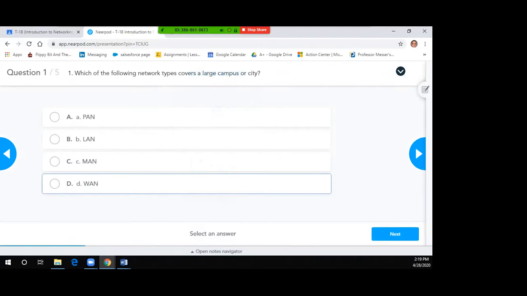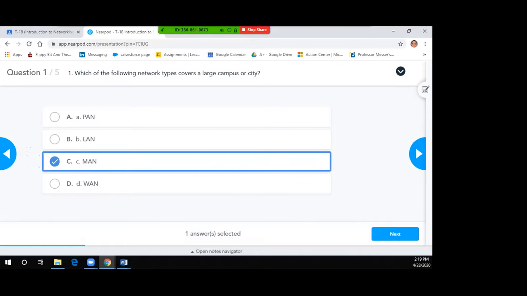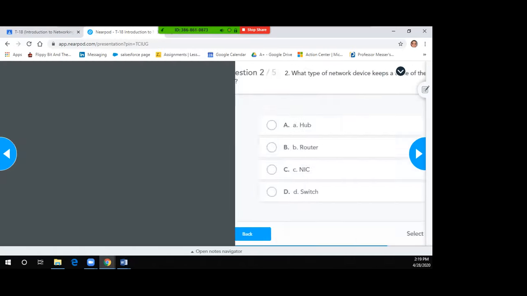Quiz time. Which of the following network types covers a large campus or a city? Everyone agree? It's a MAN. I agree. Is it C? What does MAN stand for? Metropolitan Area Network. They're all called area networks.